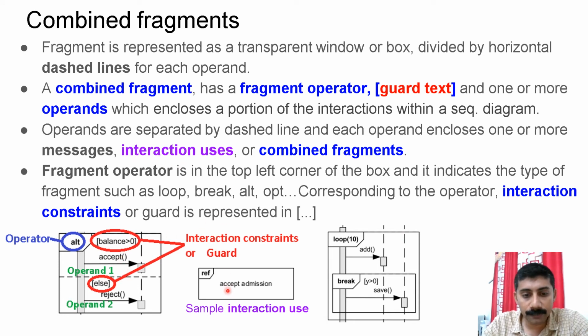Interaction use is nothing but a kind of fragment where you are referring to another interaction. This is an example, accept admission. With this kind of box, you are referring to an interaction diagram to accept the admission. So it is making a reference to another interaction diagram, that is an interaction use.